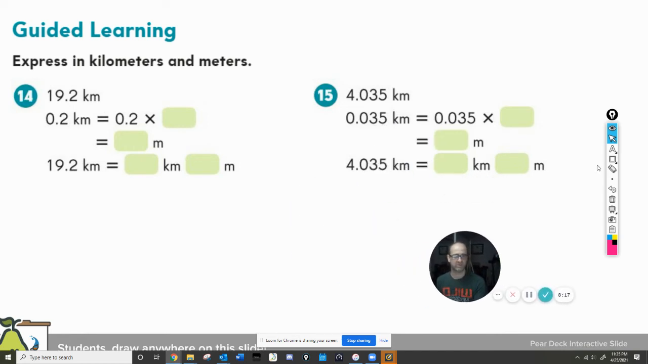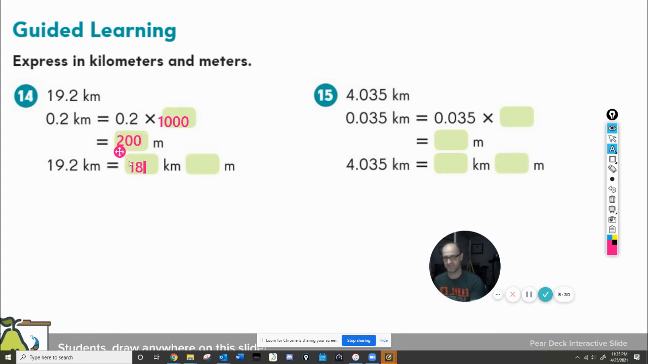Okay. So you're taking the 0.2 of a kilometer, multiplying by 1,000, which is going to be 200 meters. So you're going to get 19 kilometers and 200 meters, and no one in the world would report that distance as such. They either say 19,200 meters or 19.2 of a kilometer.